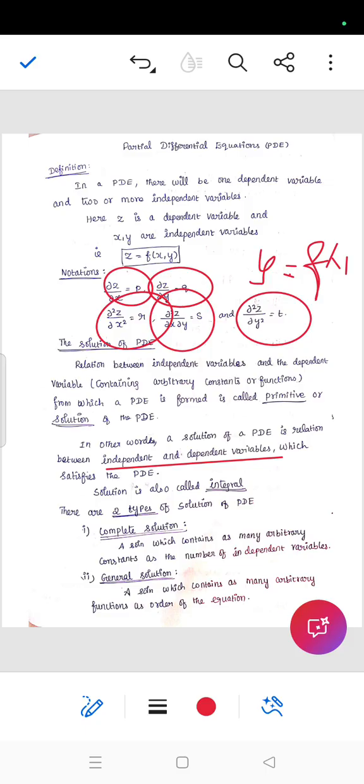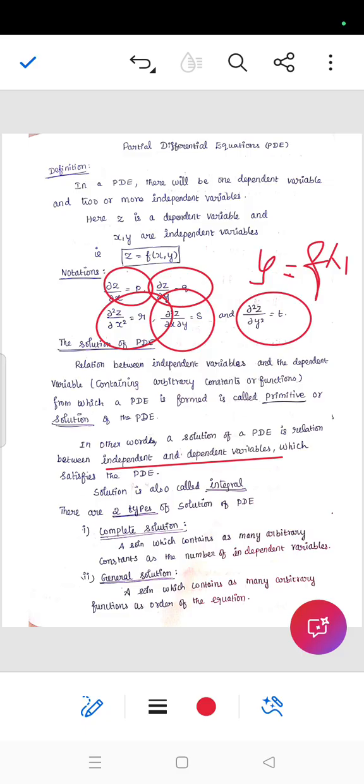Then there are three different types of solution. Here I have mentioned only two, that is complete and general solution, and one more solution is left out, which we'll discuss later. What do you mean by complete solution? A solution which contains as many arbitrary constants as the number of independent variables. Suppose we have two independent variables in the partial differential equation, then we will have two arbitrary constants, and it is called the complete solution.